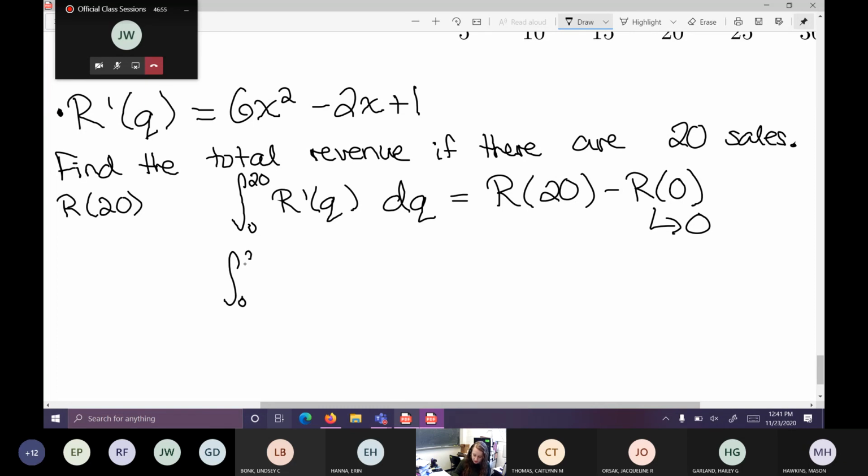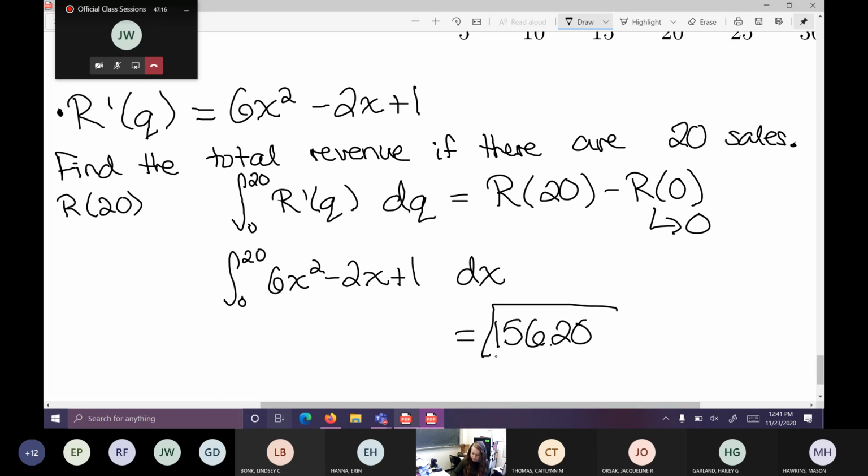So if we just calculate the integral of 6x squared minus 2x plus 1, either in your calculator or, now that you've seen it on Desmos, if you don't have a calculator that can do so, that'll give you, let me just figure out what the actual answer is. Your answer. Of course, you could take the antiderivative and plug in those bounds, but whatever floats your boat.